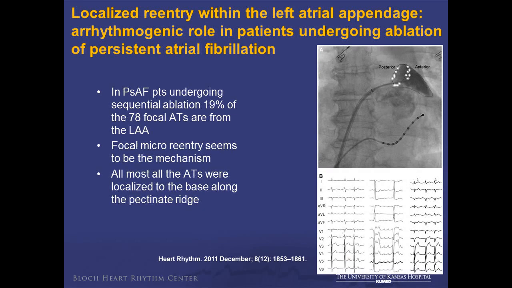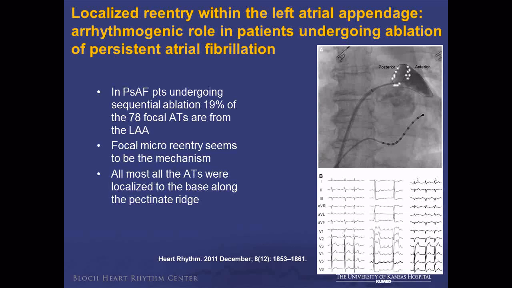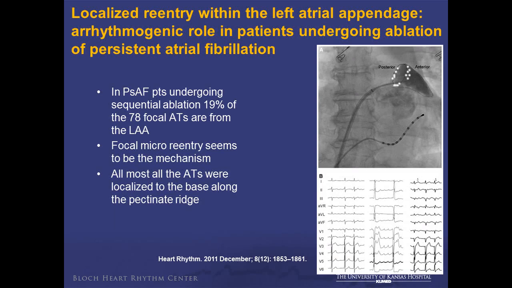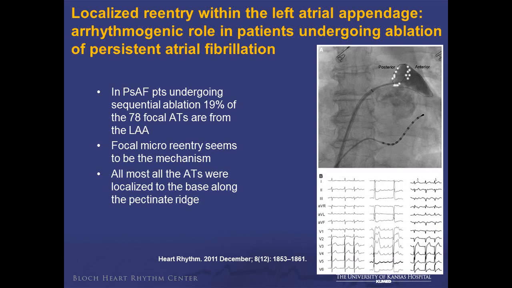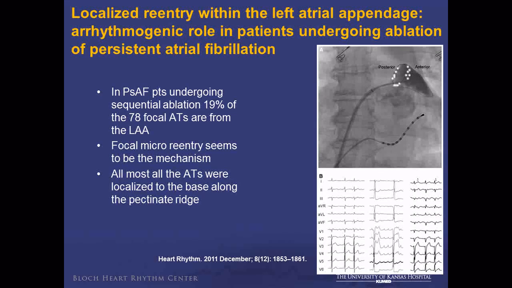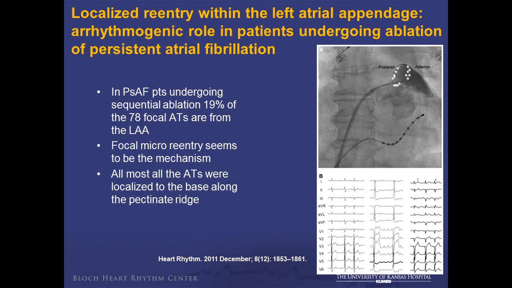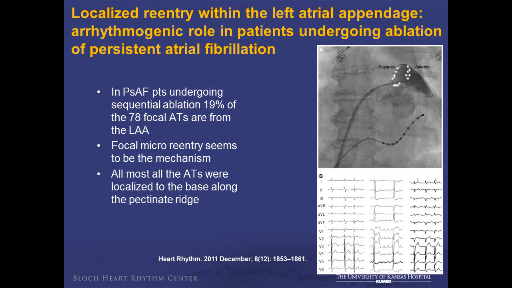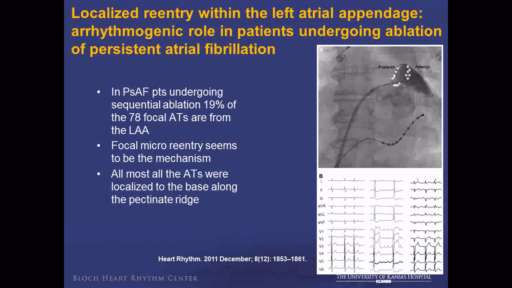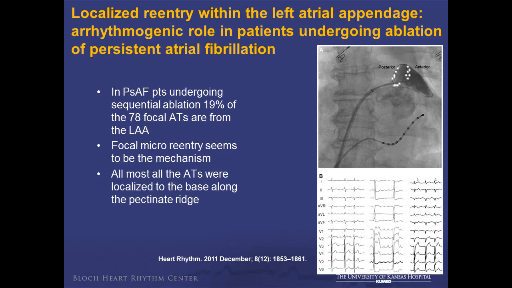Similarly, there was another study that looked at localized reentry within the left atrial appendage. When you take patients who have persistent atrial fibrillation and follow the sequential approach, either the AFib organizes into a more organized tachycardia, or they have a primary atrial tachycardia that you find along with active pulmonary veins, either during your first ablation or second ablation. Interestingly, 19% of the 78 focal tachycardias they mapped in the LA were all from the left atrial appendage. Focal micro-reentry seems to be the most common mechanism in these people. In almost all the cases, they were closer to the pectinate ridge that occurs immediately after the neck.